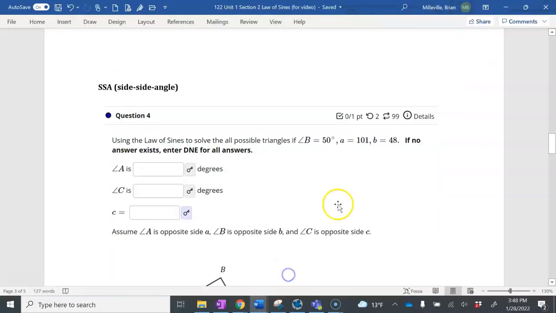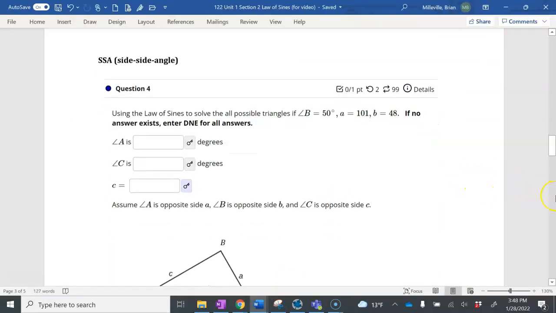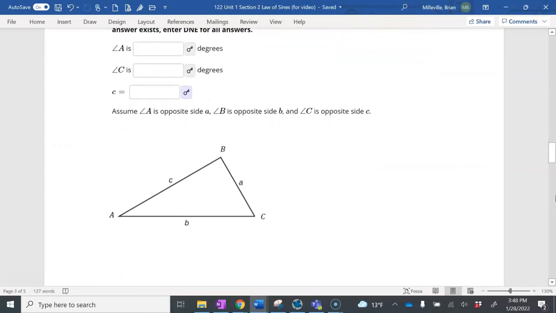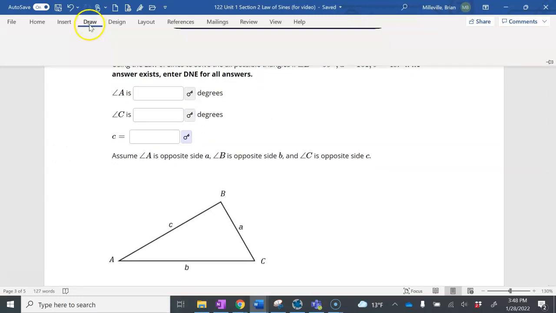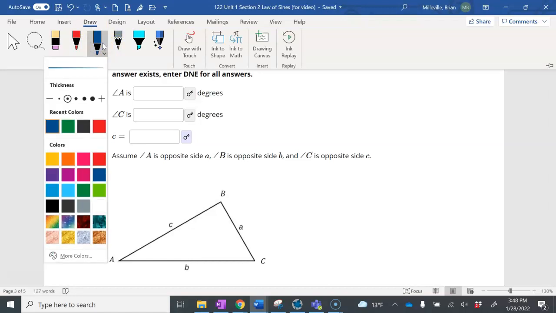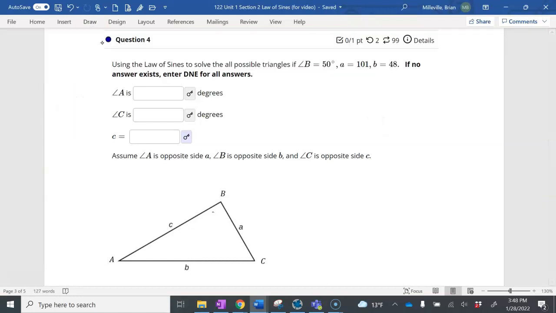So let's go over and work this out a little bit. I've got one example from the homework here that we'll look at. It says use the law of sines to solve all possible triangles given this information. So the angle B, and we're just going to substitute it right in, is 50 degrees. So we'll just put 50 in here. So we know that side length A is 101, side length B is 48.